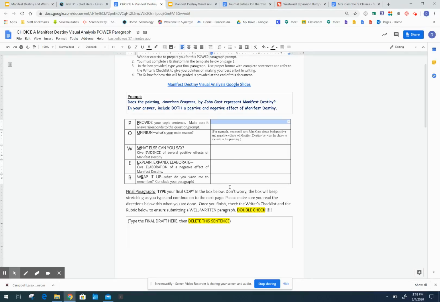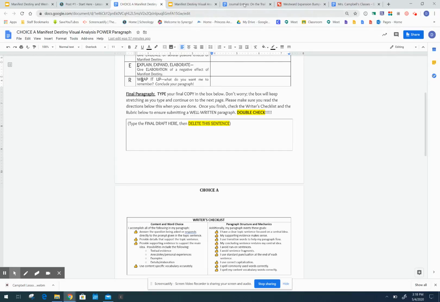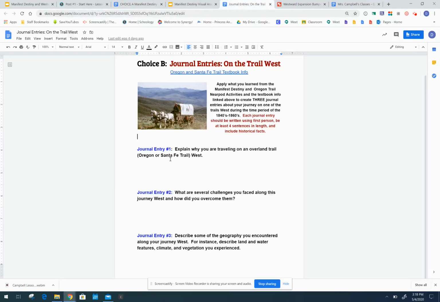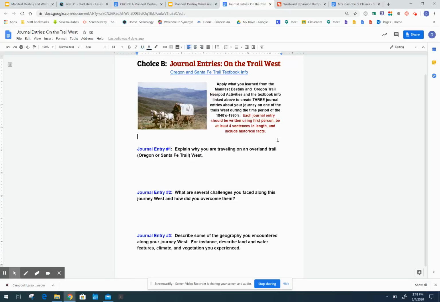And then you'll take your brainstorm and turn it into your final paragraph that you can be proud of and submit it to me. The other choice is a series of 3 journal entries that you will write in first person as if you were headed out on the Oregon Trail. I've provided with you up at the top a link that gives some more historical information. So, in addition to the Nearpod activity, you can use this as another source because each of your journal entries have to include historical facts.